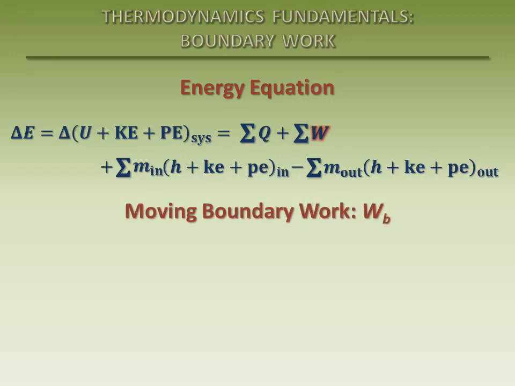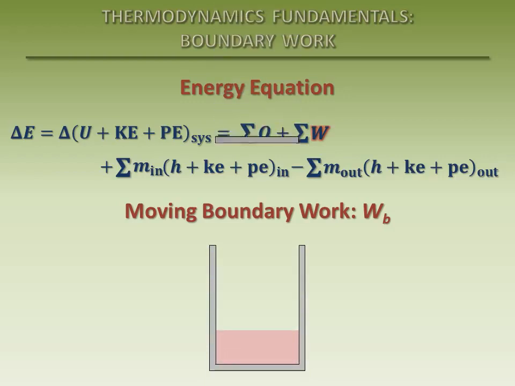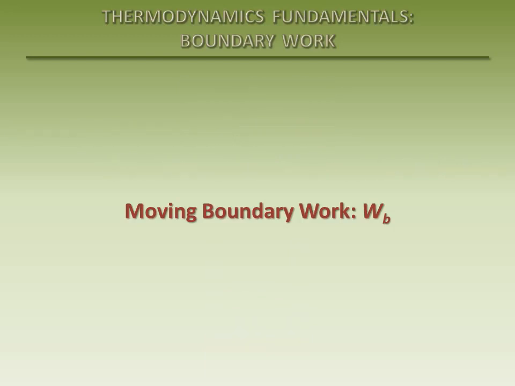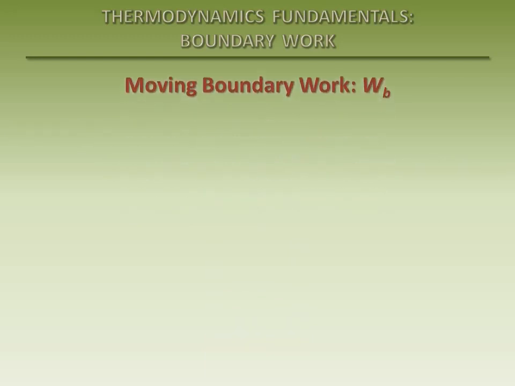Consider a cylindrical vessel containing a fixed amount of some substance. A piston is placed in the cylinder on top of the substance. Let's take the substance as our system. Moving boundary work occurs when the boundary of the system moves as the substance is expanded or compressed. We will now derive a mathematical expression which we can use to calculate boundary work.